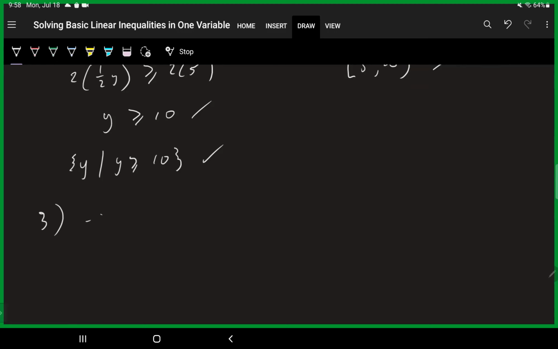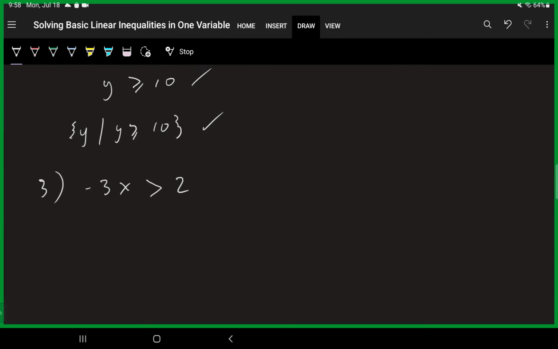Let's look at negative 3x is bigger than, let's say, 2. So negative 3x is bigger than 2. The only operation happening here is multiplication. So I have to either multiply by negative 1/3 or divide by negative 3. Either way, I want to cancel out that negative sign and cancel out that 3. So let's divide both sides by negative 3.